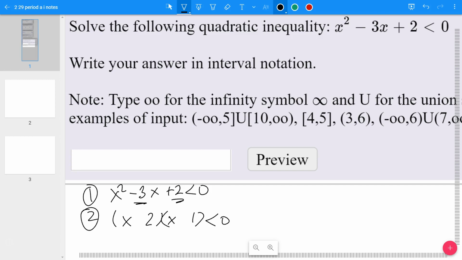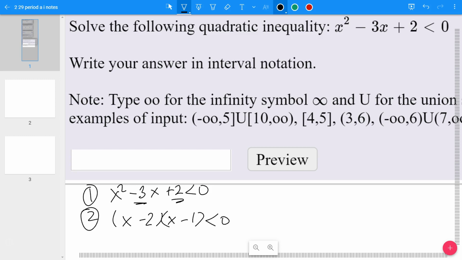Well, 2 times 1 is 2, but 2 plus 1 is not -3. So you have to adjust the signs the right way. Try negatives, for example. -2 times -1 is +2, that checks. -2 plus -1 is -3, that checks. That's how I know these are the correct signs with the 2 and the 1.